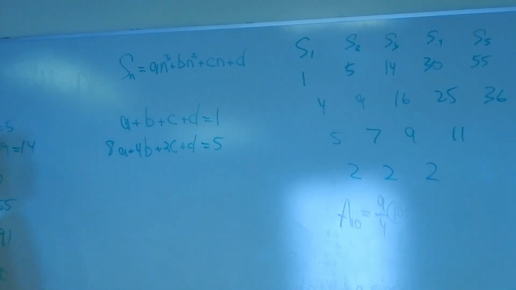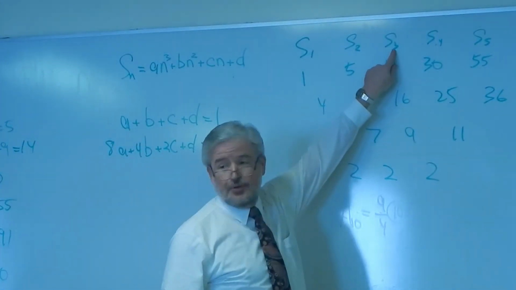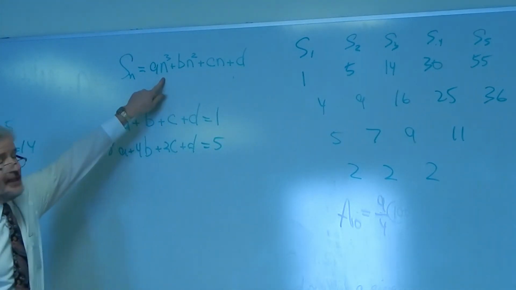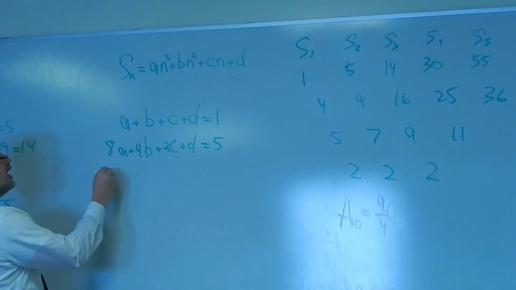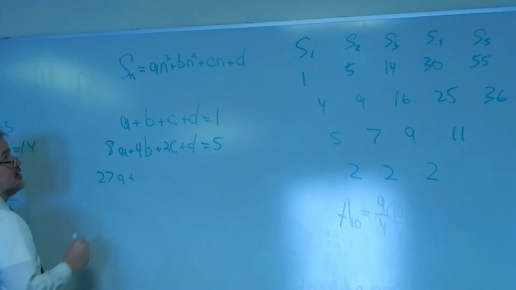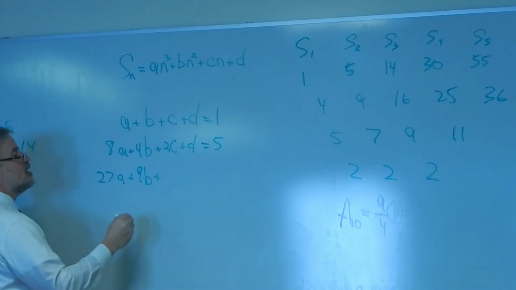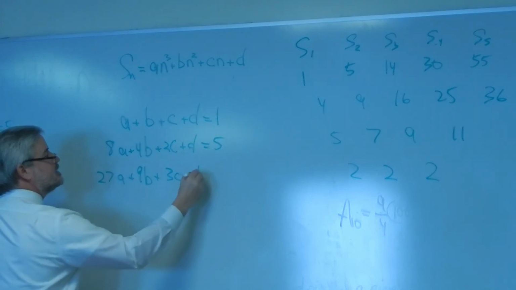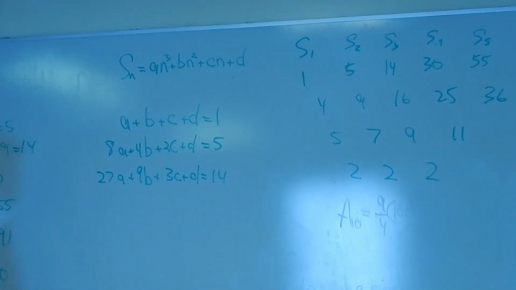Now we're going to let n be equal to 3. When n is equal to 3, we have 14. What's n cubed? 27. So we get 27a plus 9b plus 3c plus d is equal to 14. Okay, and what do we get next?